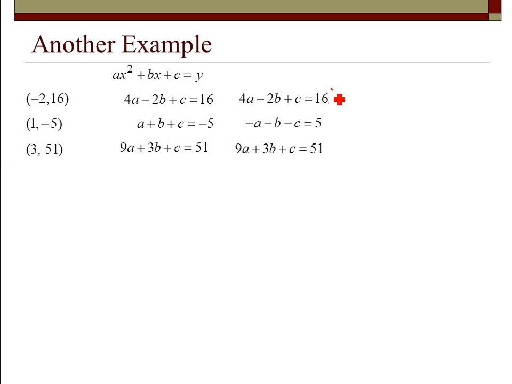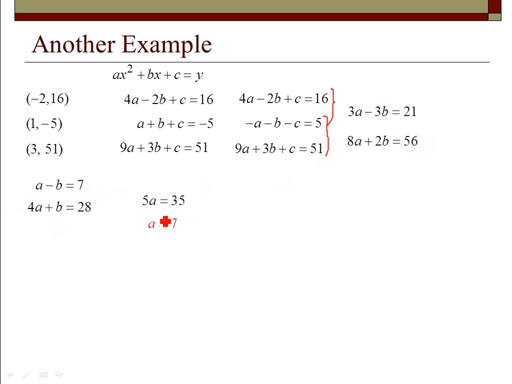That way when I combine these two together, my c's cancel. So I get 3a minus 3b equals 21. Notice these are all divisible by 3, which makes it a little bit easier. Combine those two together, I get 8a plus 2b, c's canceled, equals 56. These are all even, so I'll divide them all by 2. Now, when I add these two equations together, the b's will cancel. I get 5a equals 35, so a equals 7.